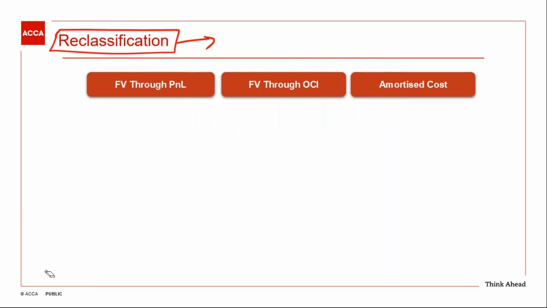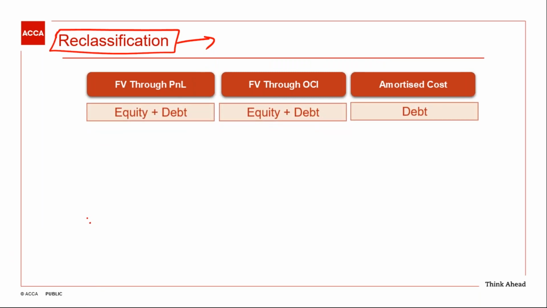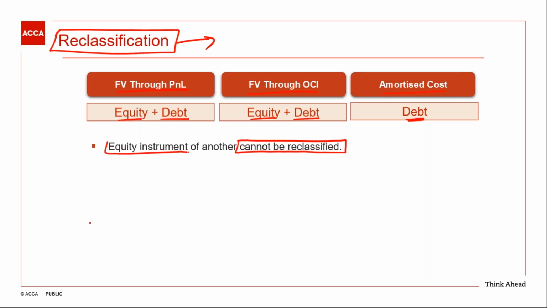So what accounting are we going to do in case of reclassification? The first thing is that in P&L we can classify equity instruments as well as debt instruments. In OCI we can classify again equity as well as debt if the intention is long term but not till maturity. But in amortized cost only debt instruments can be classified, equity cannot. So the first thing we need to remember is that equity instruments of another entity cannot be reclassified.